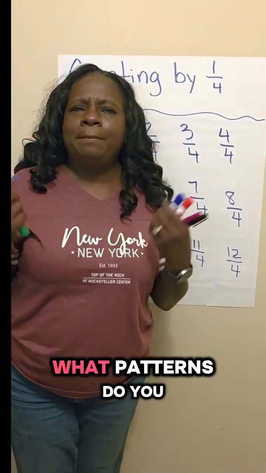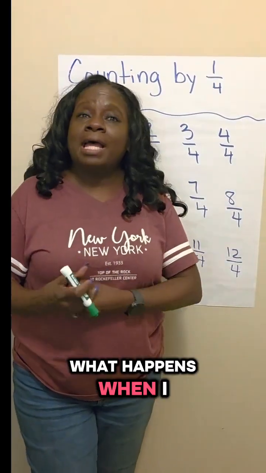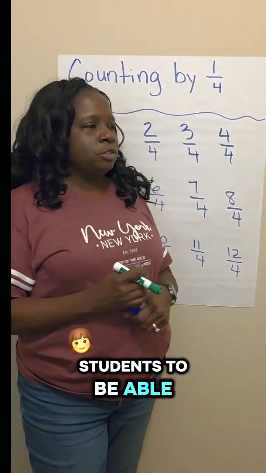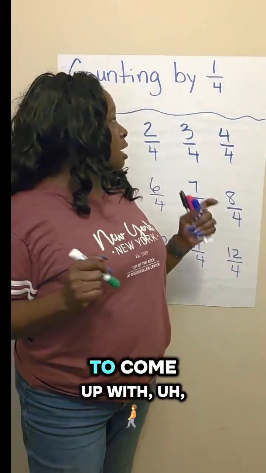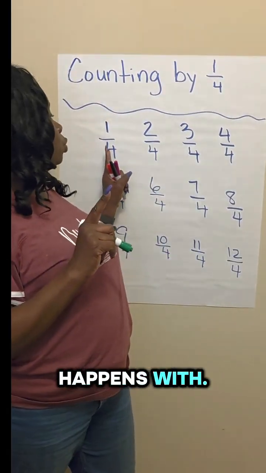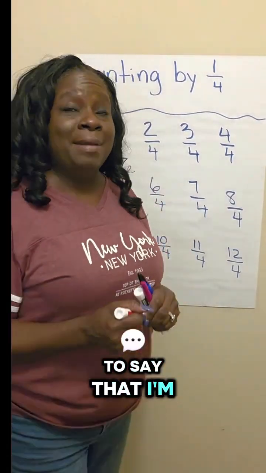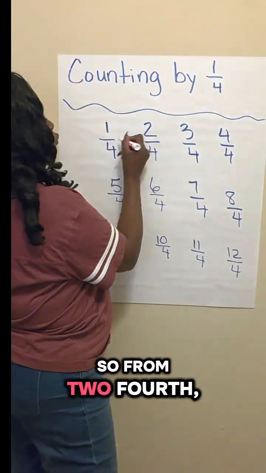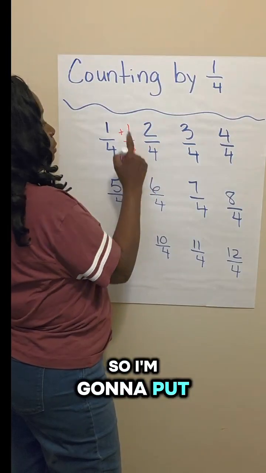What do you notice? What happens when I go from one fraction to the next? I want the students to be able to talk amongst themselves. That student discourse is important, and I want them to come up with what happens when I go from 1/4 to 2/4. Hopefully the students are able to say that I'm adding 1/4 to get to the next number. So from 1/4 to 2/4, I'm adding 1/4. So I'm going to put plus 1/4 there.